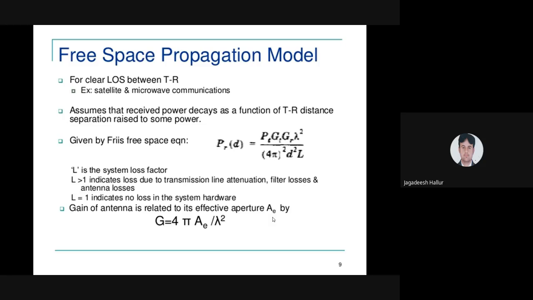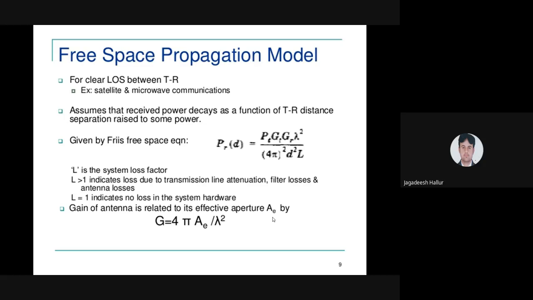L is greater than 1. If the loss in the system is greater than 1, it indicates loss due to transmission line attenuation, filter losses, and antenna losses. Due to some disturbance in the signal or the antenna not working properly, this loss is going to happen. If L is equal to 1 or less than 1, there is no loss in the system. So you have to remember this: if he has not given the value of L, you have to take the value of L as 1.